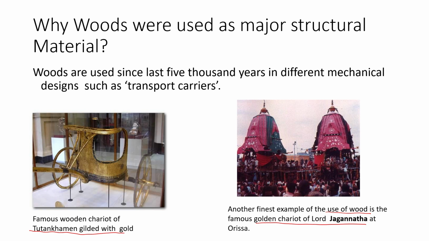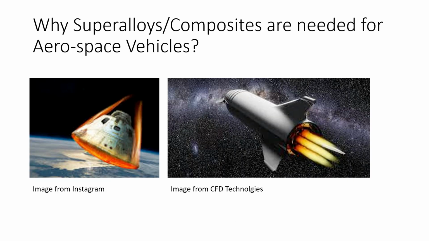Let us take another extreme example. Today we are going more and more space bound, so we think of aerospace vehicles. For example, we think of the re-entry vehicle. This is a very important class of space vehicles. When you come back from space to earth, you get maximum friction and maximum temperature gets generated.